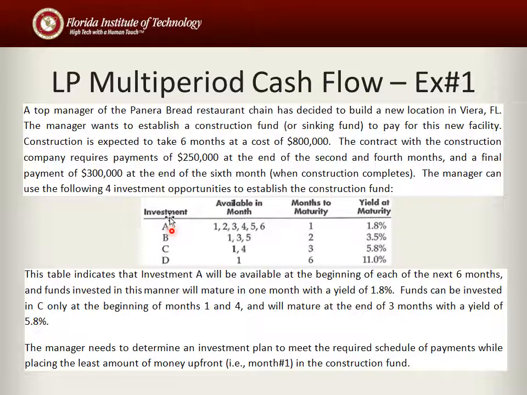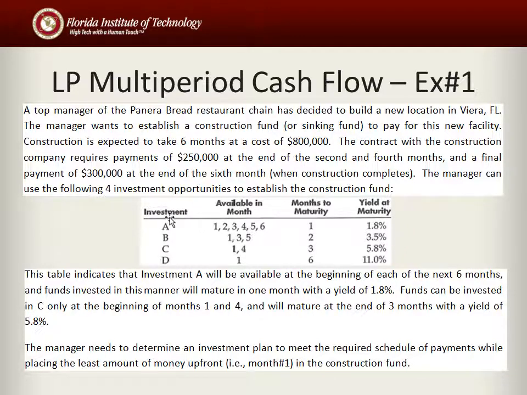So for example, the manager can invest in investment A at the beginning of periods 1, 2, 3, 4, 5, 6. And the manager can invest in investment opportunity D only in month number 1, because the maturity of this investment is 6 months and the total project duration is 6 months. And the yield for each of the funds is 1.8% for investment A, 3.5% for investment B, 5.8% for investment C, and 11% for investment D.